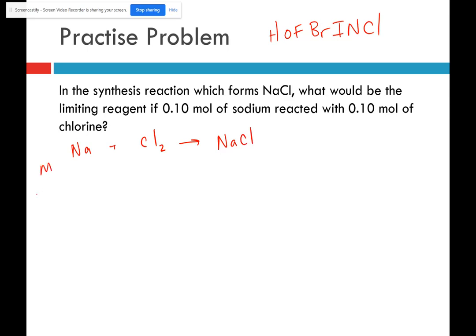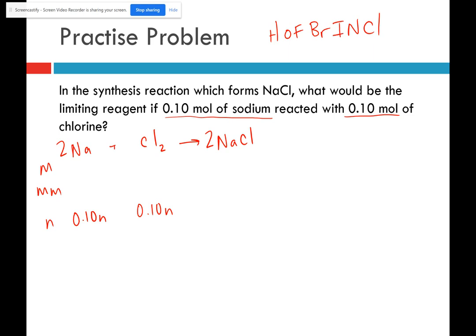So we'll set this up: mass, molar mass, moles. Okay, so it says 0.1 mole of sodium. So my moles here is 0.1 moles reacted with 0.1 mole of chlorine. And remember, we need to start with a balanced chemical equation. So we need to have 2 of these and 2 of these to balance the equation, right? Because we had 2 chlorine and only 1 over here, so we need to put a 2 here, which means we need to put a 2 here.